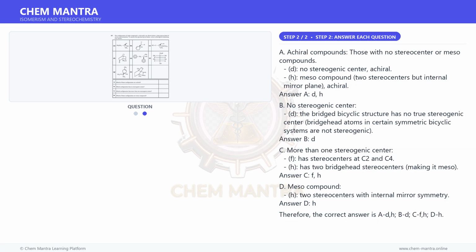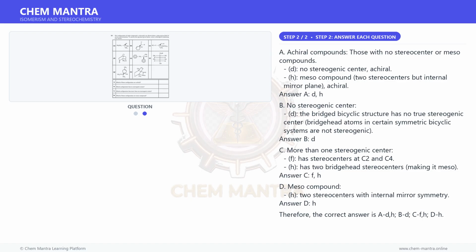And for the final step. A. Achiral compounds, those with no stereocenter or meso compounds. D. No stereogenic center, achiral. H. Meso compound, 2 stereocenters but internal mirror plane, achiral. Answer A, D, H. B, no stereogenic center. D. The bridged bicyclic structure has no true stereogenic center. Bridgehead atoms in certain symmetric bicyclic systems are not stereogenic. Answer B, D. C. More than one stereogenic center.